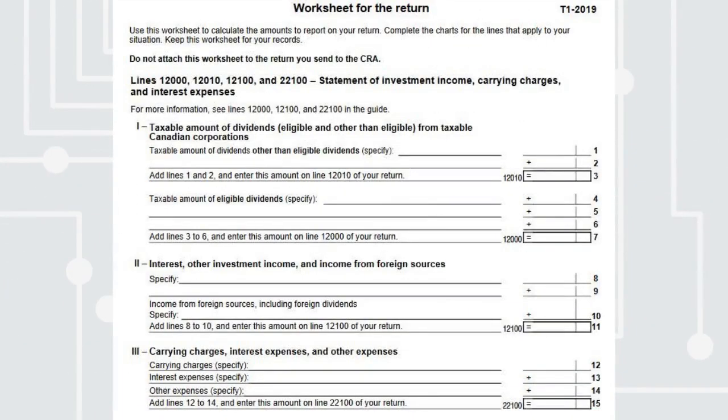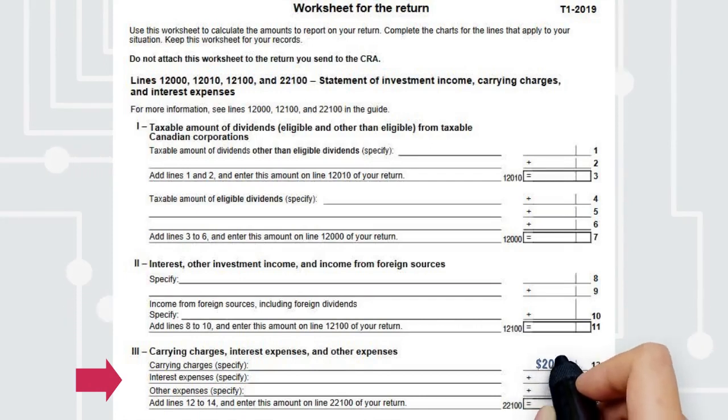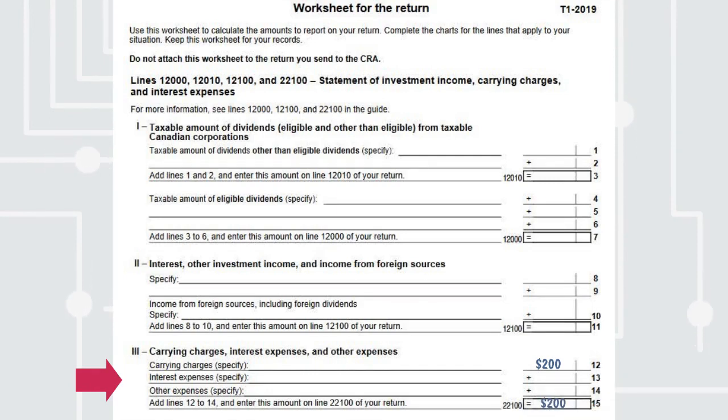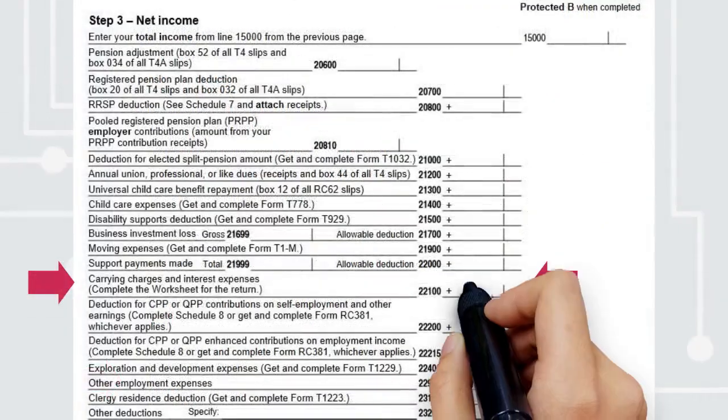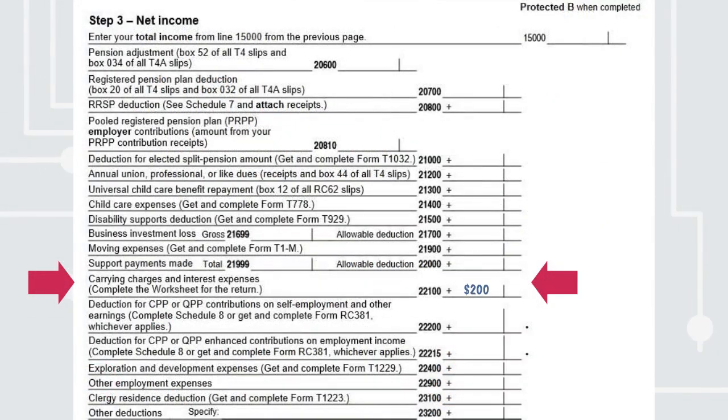Essentially, all you're doing here is summarizing all of your fees so you can list everything on one line on line 22100. For the fees that we're talking about today, those are referred to as carrying charges. You would list the $200 here, and assuming everything else is zero, you would then just carry that $200 to line 22100 on your tax return.